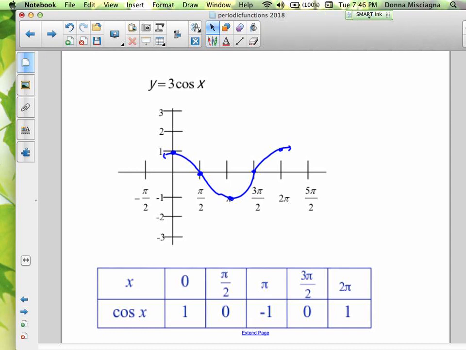If I graph y equals 3 cosine x, all of my y values are going to be 3 times as much. Of course, 3 times 0 is still 0.